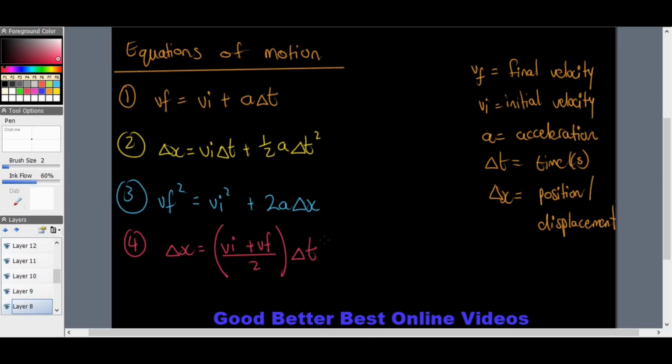So those are the 4 equations of motion, and they all involve 4 variables. We can see the first one doesn't involve delta x. This is mostly just calculating either velocity, acceleration, or time. So those are the 4 that exist.